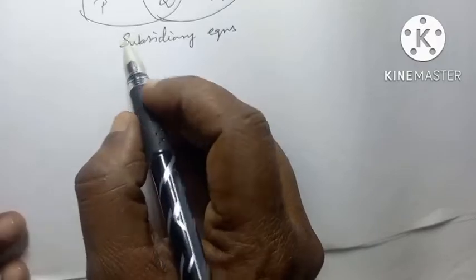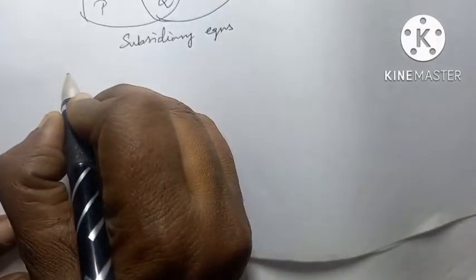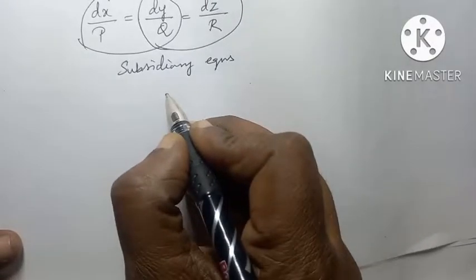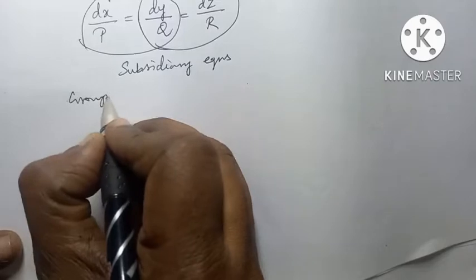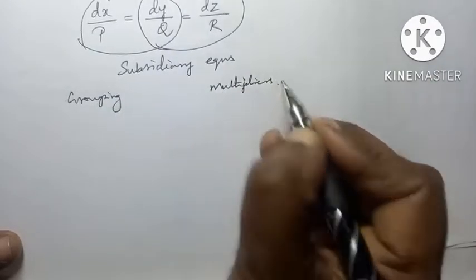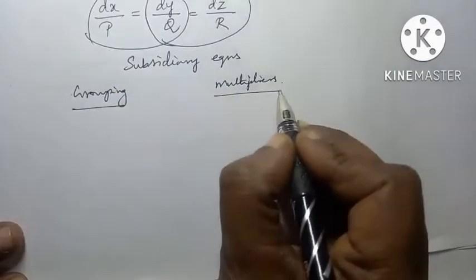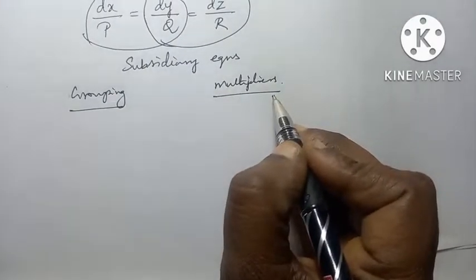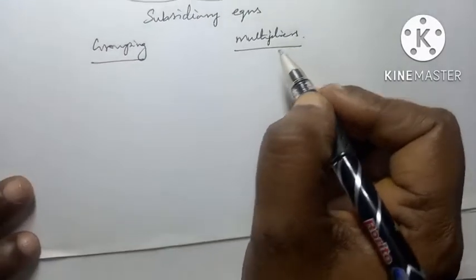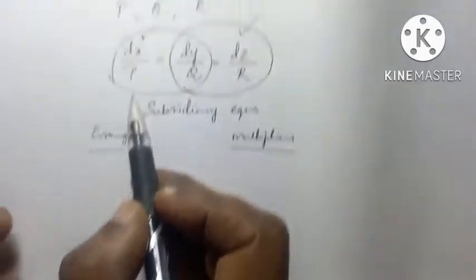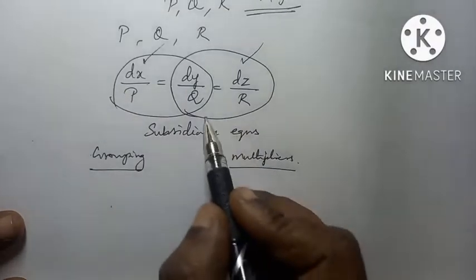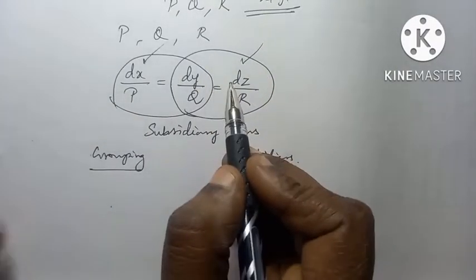After this step, we use sometimes the grouping method, sometimes the multipliers method. So we have to decide which method will give the answer. One is the grouping method, the other one is the multipliers method. We use them according to the situation of the problem. Sometimes the grouping method will give the answer, sometimes the multipliers method will. What is the grouping method? You can group any two ratios, integrate, find the answer. You can group any other two ratios, find the answer.